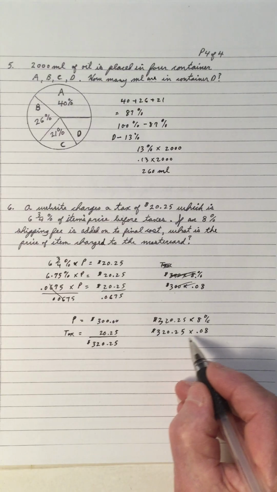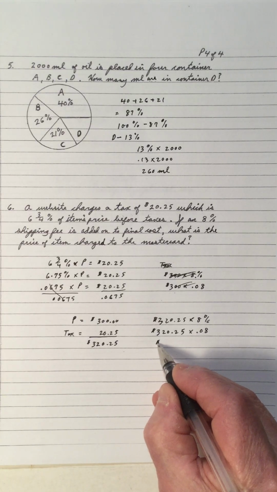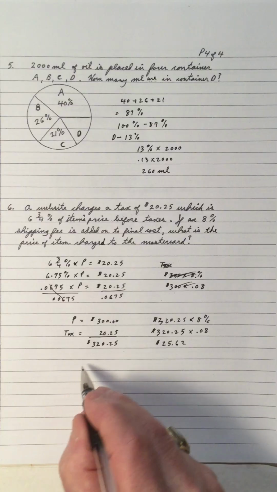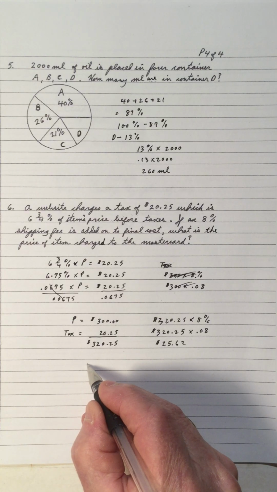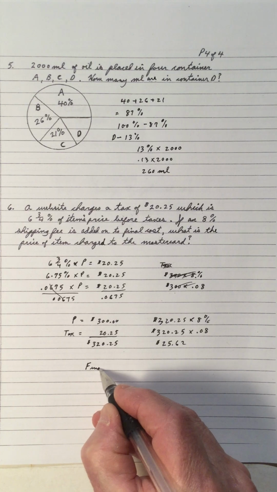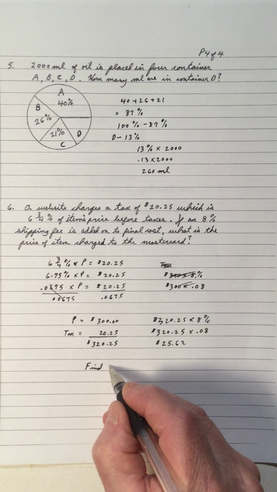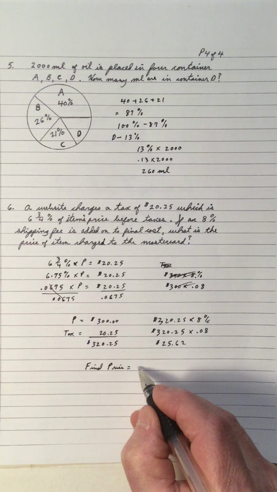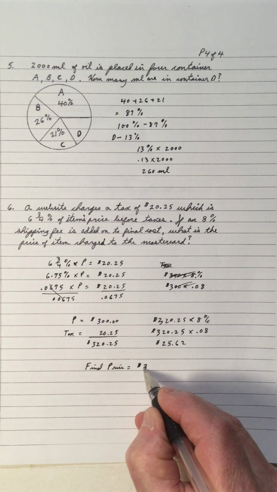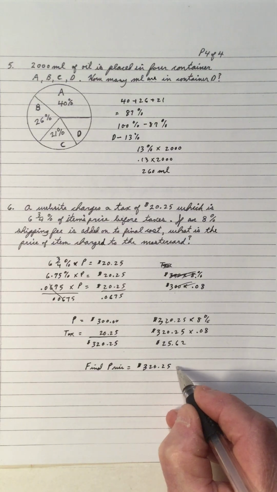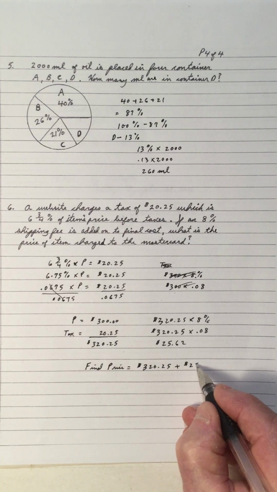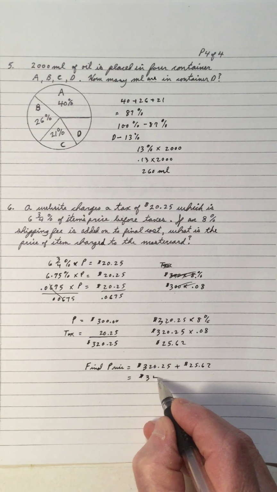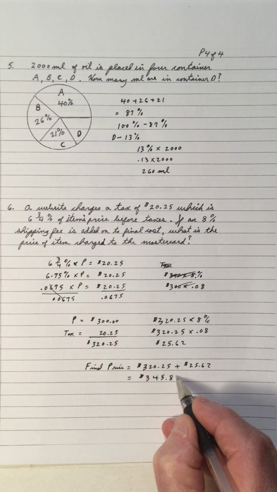And when I multiply this out, 8% of that with a calculator, I'll get $25.62. So what amount are you going to charge? The final price or the final cost on the card is this called price. The final price to the card is $320.25 plus the shipping charge, which is $25.62. So the total price is $345.87.